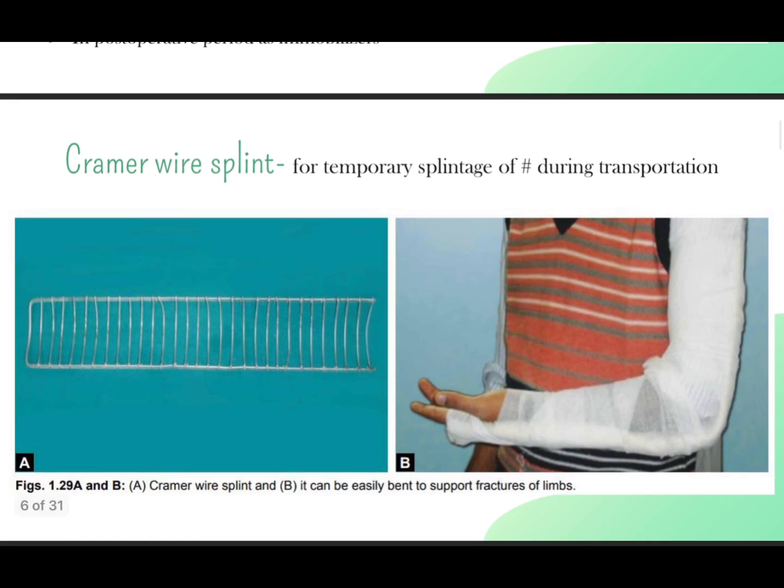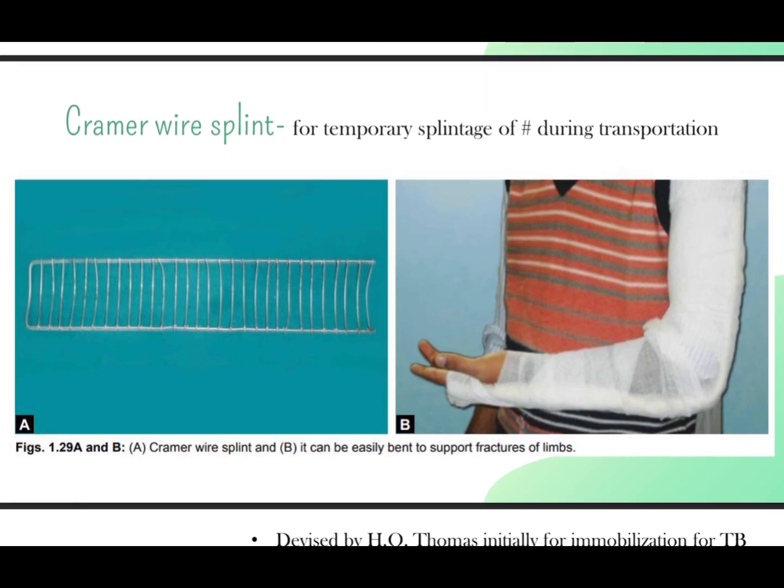First let's start with this Cramer's wire splint. It can be used for temporary splintage of fracture during transportation. In this figure we can see that it has two big thick parallel wires and multiple small wires in between. So it can be easily bent to different shapes in order to support the fractured limb. It can be used in upper limb as well as lower limb fractures. In this figure we can see this has been bent in a certain way to support this fracture.